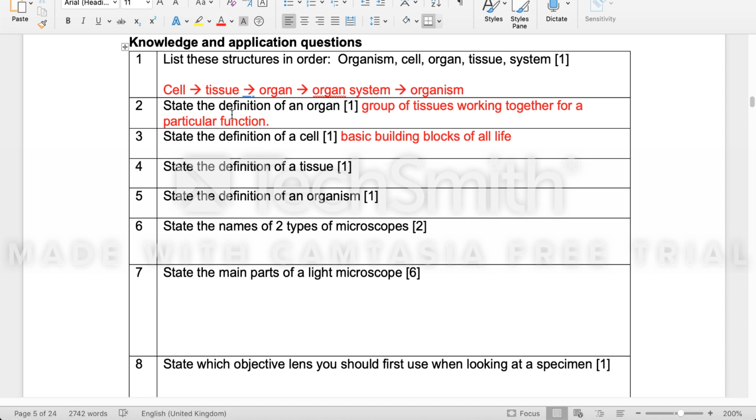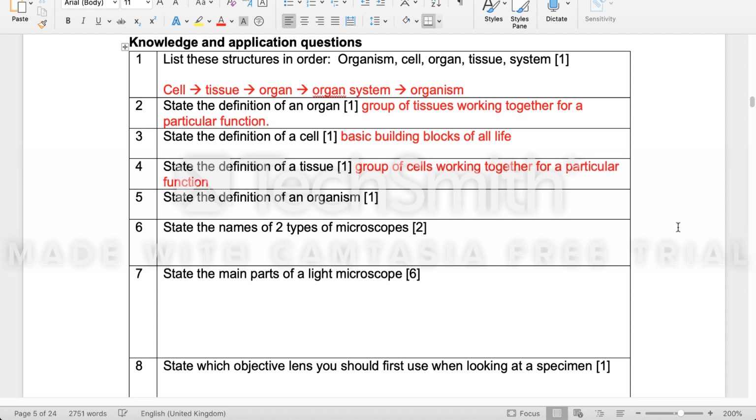So a lot of these definitions in the middle here, tissue, organ, organ system, are going to be very similar because they kind of work off of each other. So a tissue is going to be a group of cells then working together for a particular function, right?